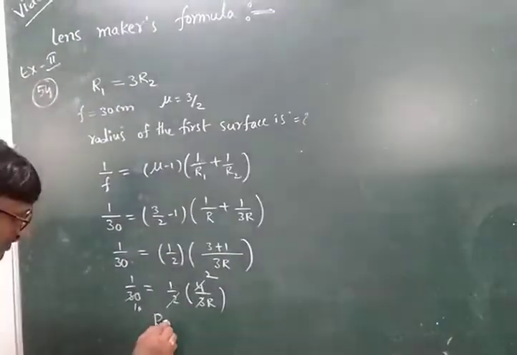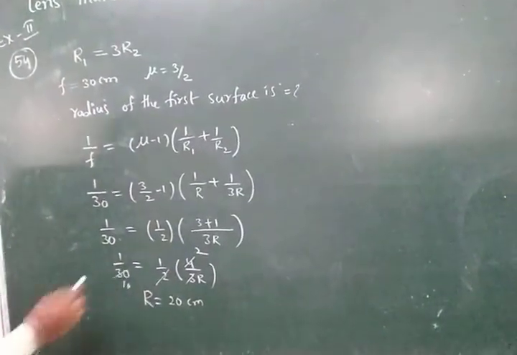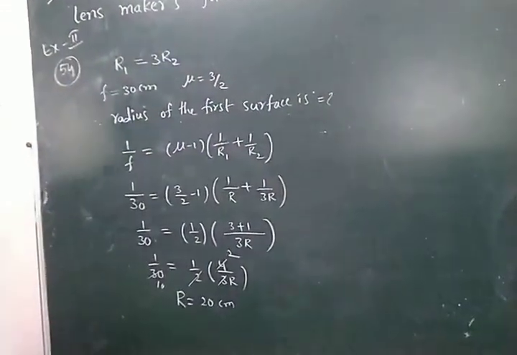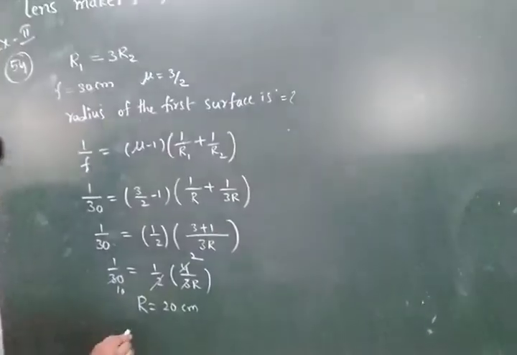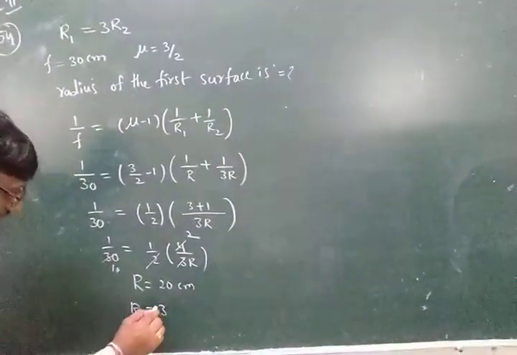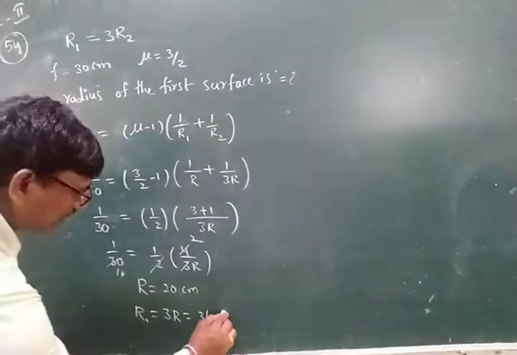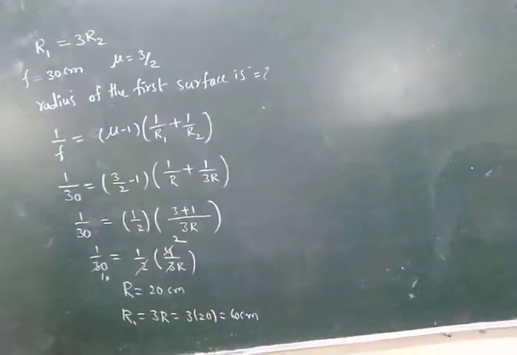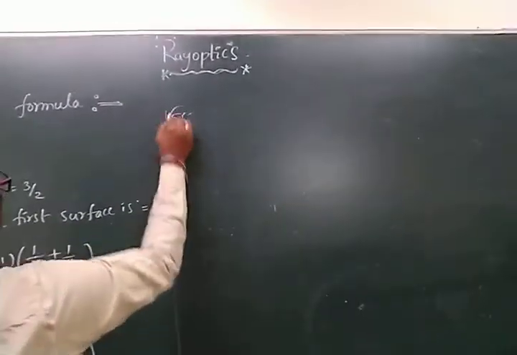The radius R is equal to 20 centimeters. Now we can find the radius of the first surface by substituting this R value here. That means r1 is equal to 3 into R, that is equal to 3 into 20, which is equal to 60 centimeters.